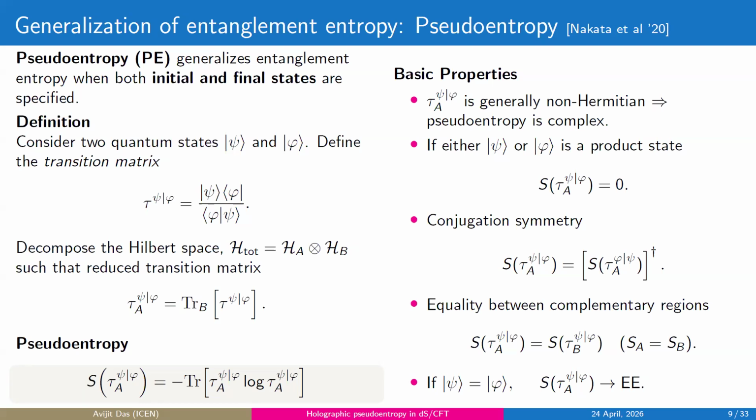And then there is a conjugation symmetry if you exchange the states. If you change the initial state and final state to final state and initial state, you have to take the dagger of it, because in general it can be complex. And then what holds for entanglement entropy also holds for pseudoentropy, that the subregions' entanglement entropies are the same. So the pseudoentropy for A and the pseudoentropy for B are the same for pure states. And finally, if the initial and final states are the same, they reduce to the well-known entanglement entropy. So basically, that's why it's a generalization of entanglement entropy.